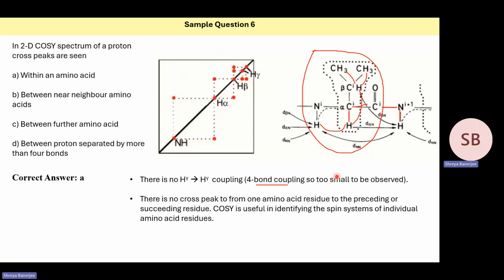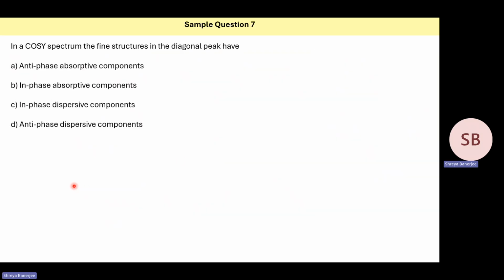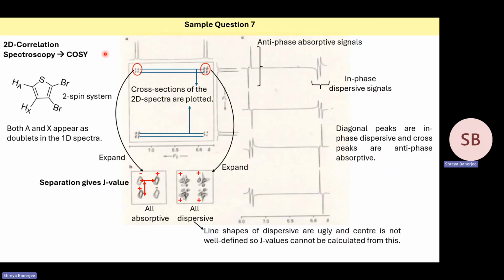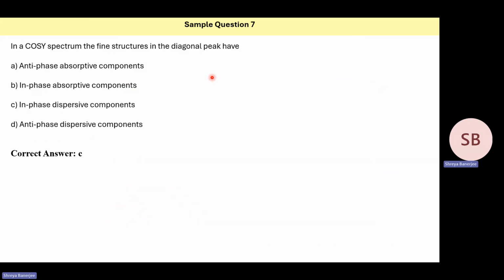So the purpose of COSY is to only observe cross peaks within the same amino acid. That is option A. So option A is the correct answer. Then you have this question of the fine structure of COSY. So in COSY, it is asking that the diagonal peak have what kind of components.